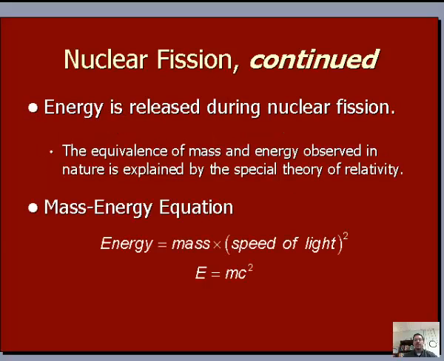This energy released during nuclear fission, we can call the equivalence of mass and energy observed in nature, explained by the special theory of relativity, often credited to Einstein. So mass-energy equation is what we refer to it as. Energy is equal to mass times the speed of light squared, or, as you might be more familiar with it, E equals mc squared.